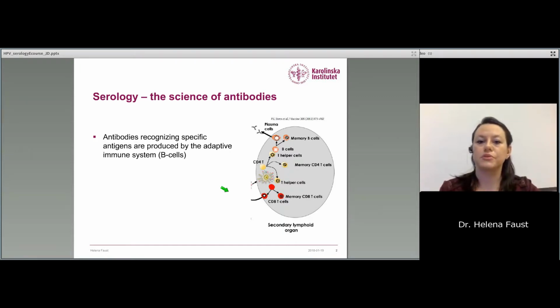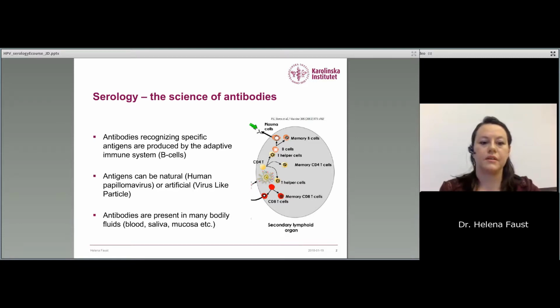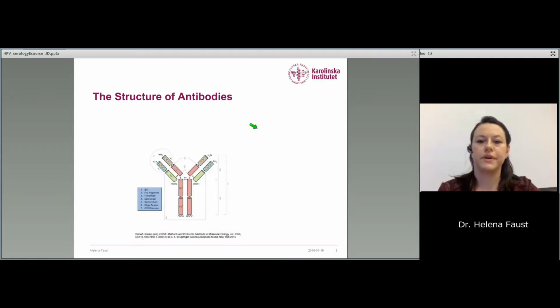Antibodies are produced by B cells in our lymphs, and those B cells are called plasma cells. These are producing antibodies. Antibodies can be raised against an antigen that is natural, like a human papillomavirus, or artificial, for example, a virus-like particle. And our antibodies are in all of our body liquids, for example, blood, saliva, mucosa, and so on.